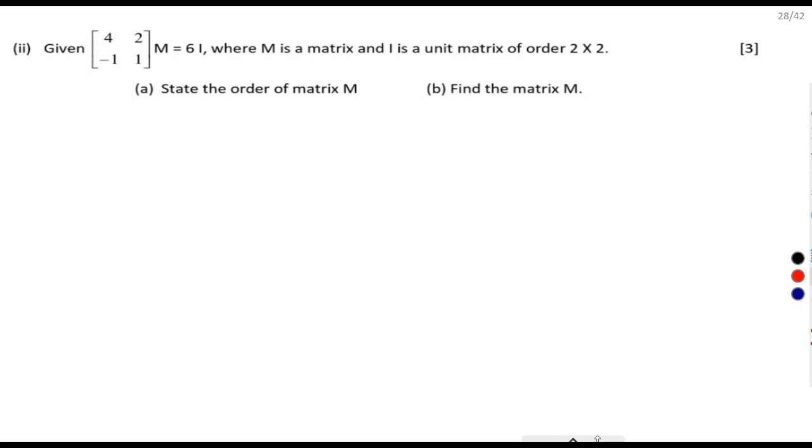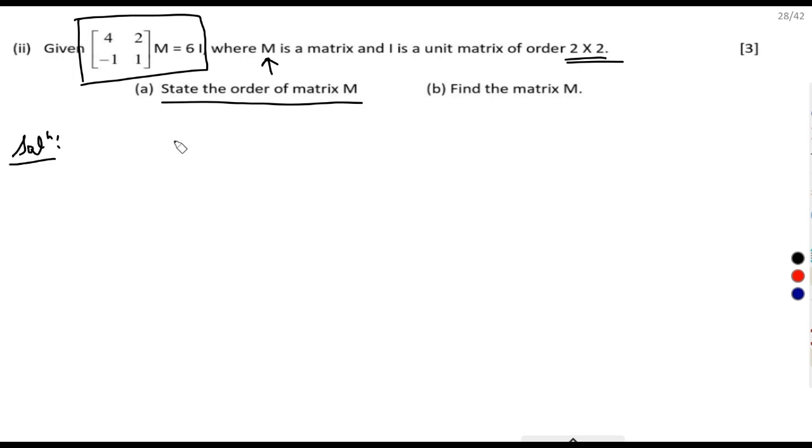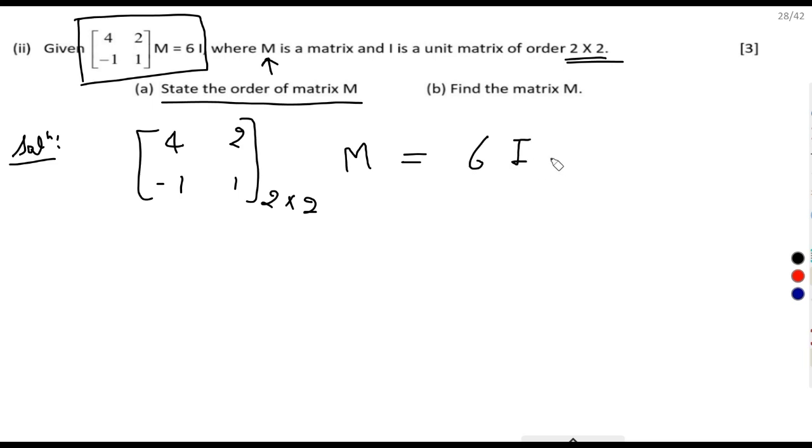Second part, matrix equation is given and according to this equation we have to find matrix M. I is a unit matrix of order 2 by 2. First of all, state the order of matrix and then find the matrix M. Let us study the matrix equation which is given. Order of this matrix is 2 by 2. A matrix M is multiplied by this matrix and we will get 6I, where I is identity matrix of order 2 by 2.